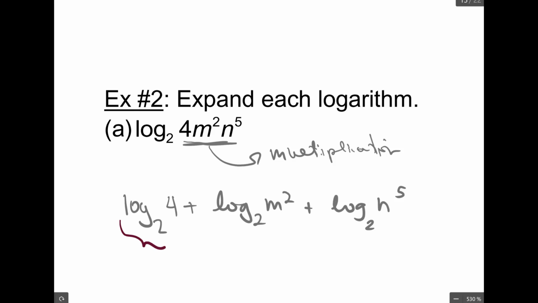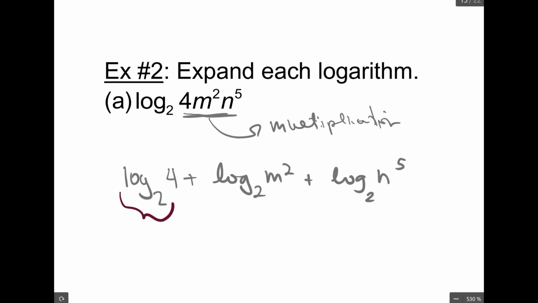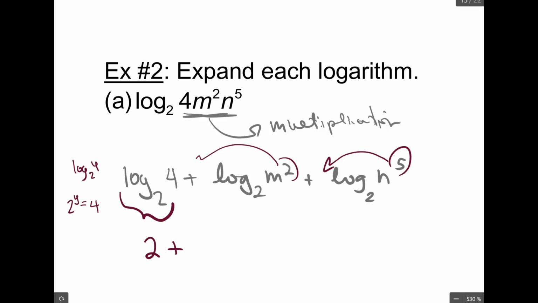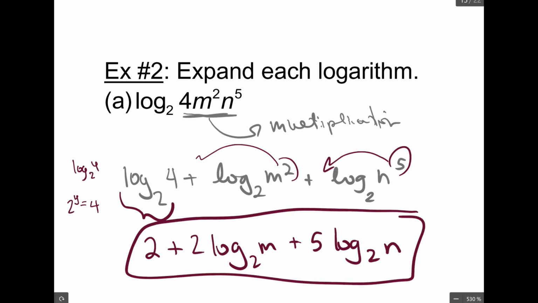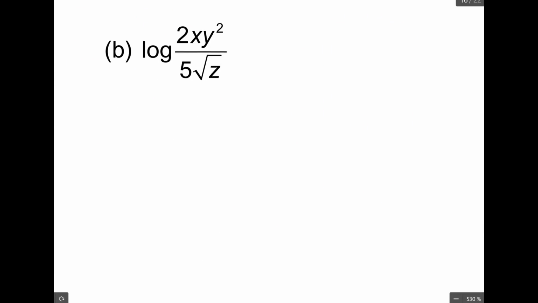Let's use our rule of exponents. Well, we're getting a little ahead of ourselves. Let's fix this first. Log base 2 of 4 means 2 to what power equals 4. Well, this is just going to be 2. Plus, bring the power to the front. So 2 log base 2 of m plus 5 log base 2 of n. And then that's it. That's our whole answer. We just wanted to expand this out fully. Not too bad. All right, so let's go to example B.